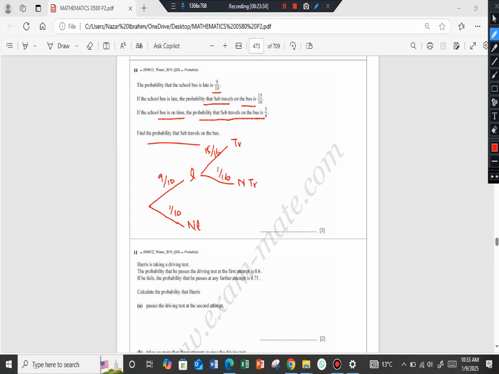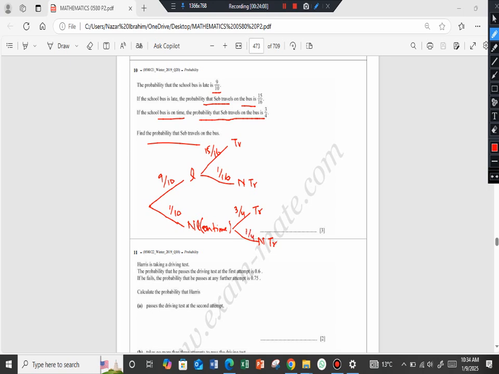Okay, if the bus is on time, the probability that Seb travels on the bus is 3 upon 4. Not late means on time. So travels or not travels. So travels, the probability is 3 upon 4, and not travels is 1 minus 3 upon 4, which is 1 upon 4.